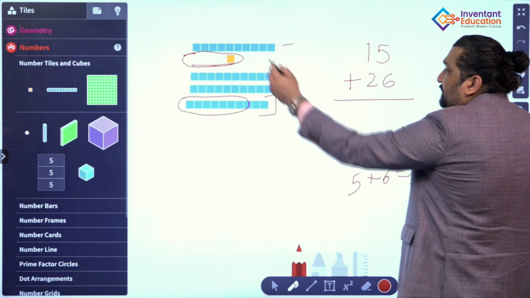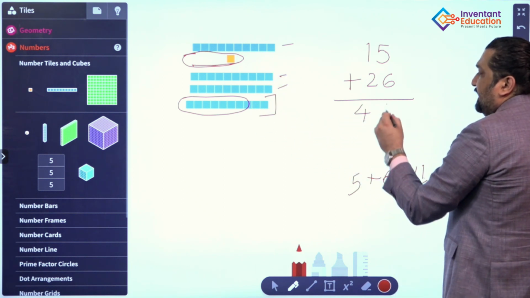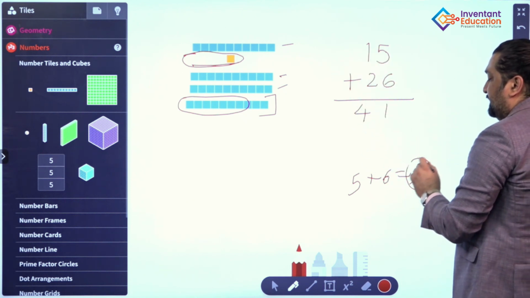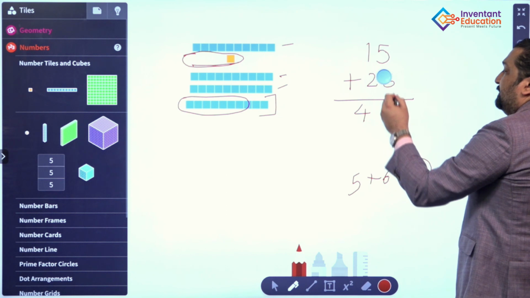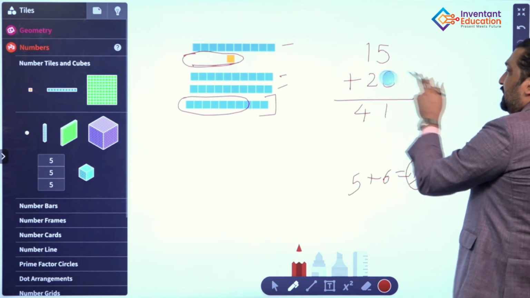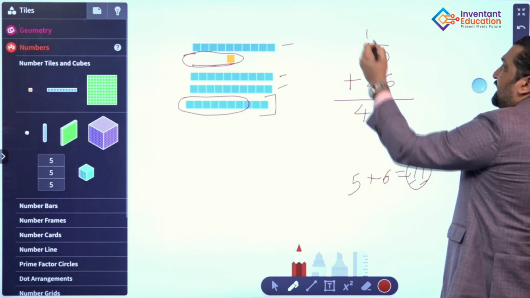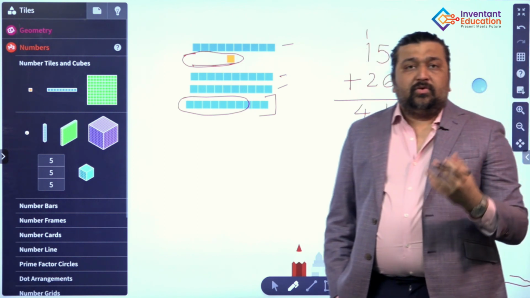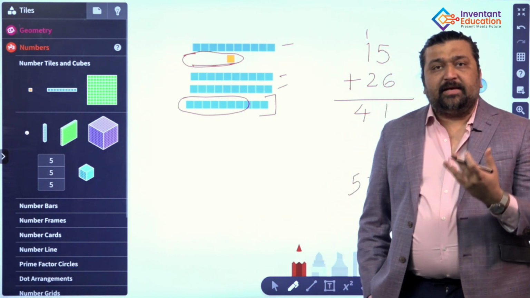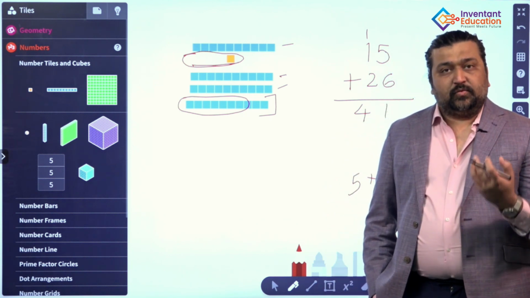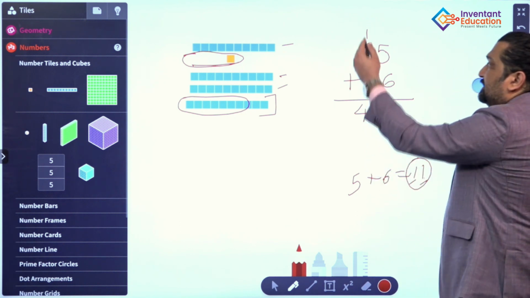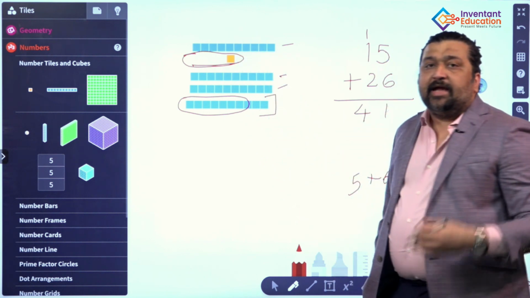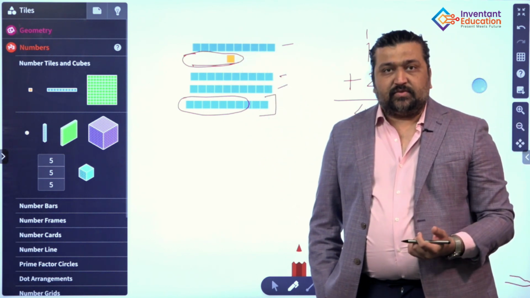So now we have 4 tens and a 1, and the process of addition is explained like this: when you do 5 plus 6, you have a 1 and a 10, and that's why you have 4 tens. So when students can touch and feel mathematics, they understand things well. Rather than explaining this merely as a process, we can have manipulatives and actually show how these things work.